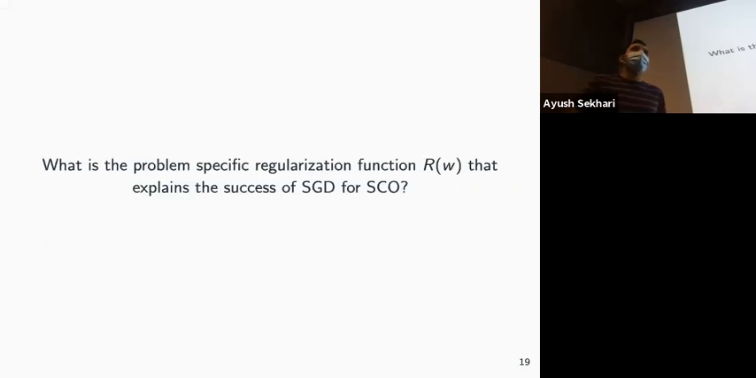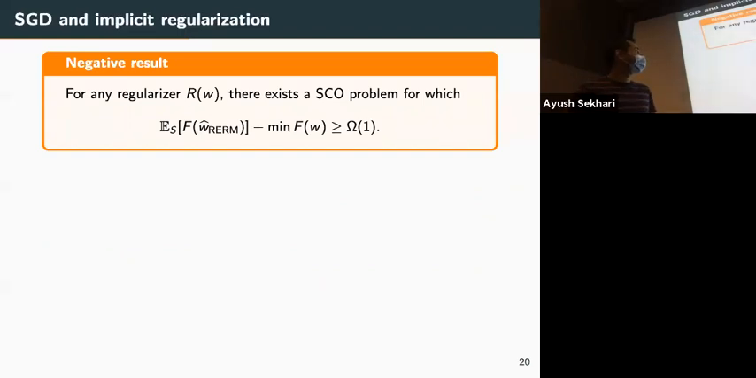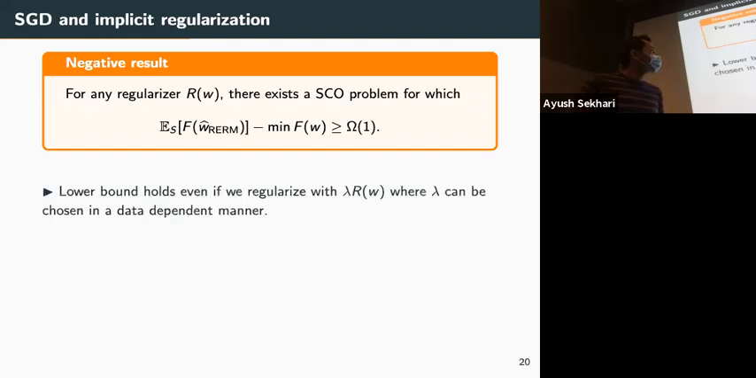And in particular, we know that SGD works for SCO problems, as I just discussed. We have a proof for that. So what is the problem-specific regularization function R(w) that explains the success of SGD for SCO? We were trying to figure out what this regularization function was, and then in the end, showed a negative result. In particular, we can show that for any regularization function R, there exists an SCO problem for which the point that is returned by the ERM algorithm with that regularization fails to be a good solution of the test loss. And this negative result holds even if you scale the regularization function in a data-dependent manner.